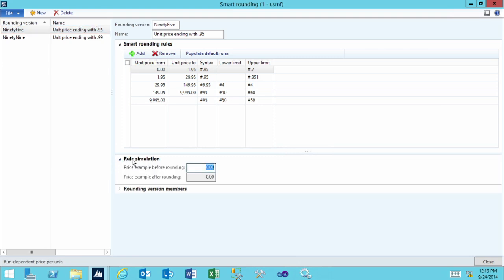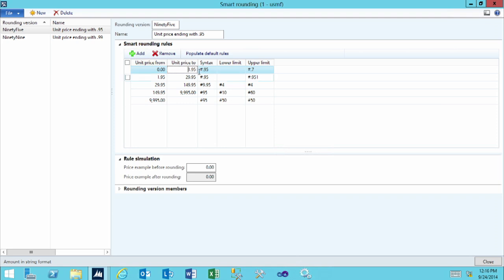If you expand the Rule Simulation tab, you'll notice that there's a field here that we can type in an example price so you can see how the system will round the price. In the Smart Rounding Rules Fast tab, you can add as many lines as you want to determine how AX will round the prices that are between the unit price from and the unit price to. In this first example, you can see the unit price from is 0 and the to price is $1.95.